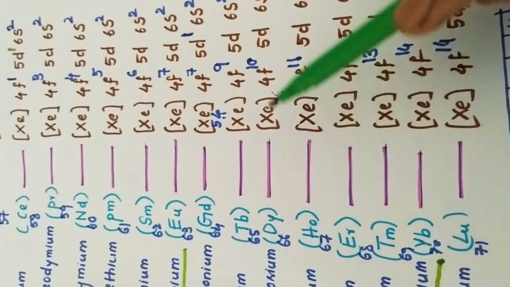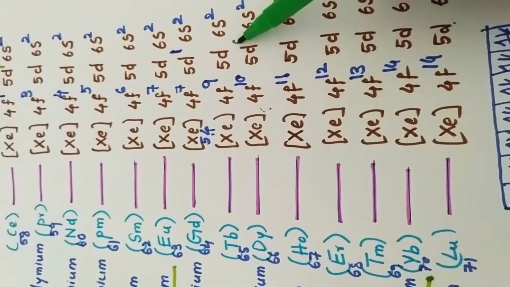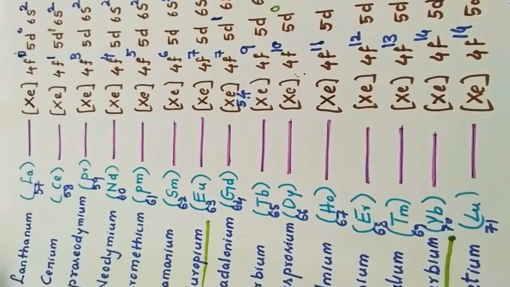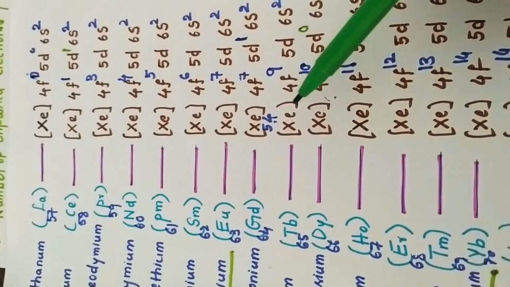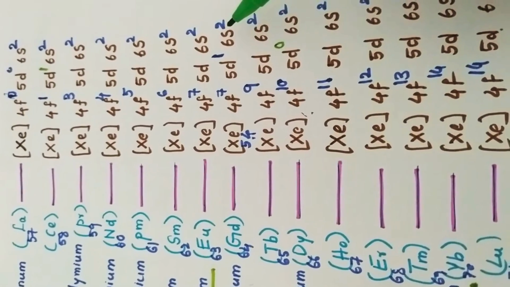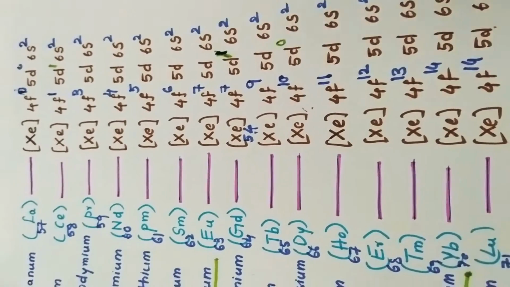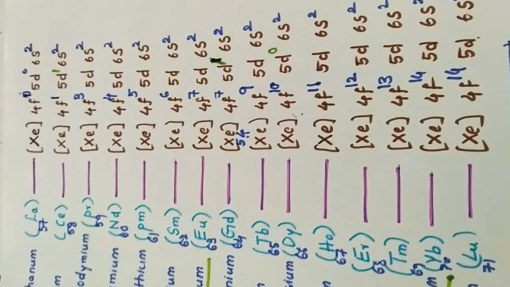So the atomic number also is 66. So there is no D electron in the dysprosium. Coming to the gadolinium, this is 54 plus 7, 61 plus 2, that is 63. There is only 1 electron present in the D level.